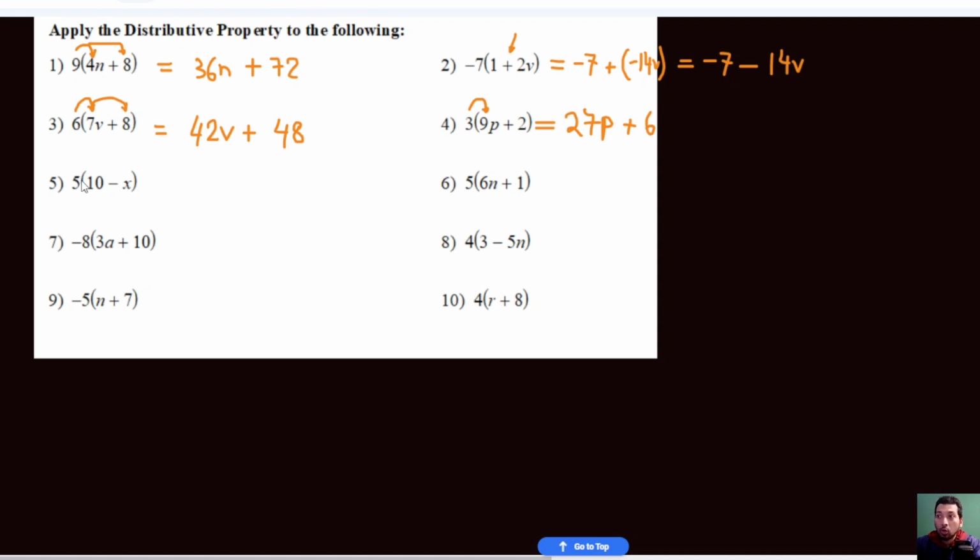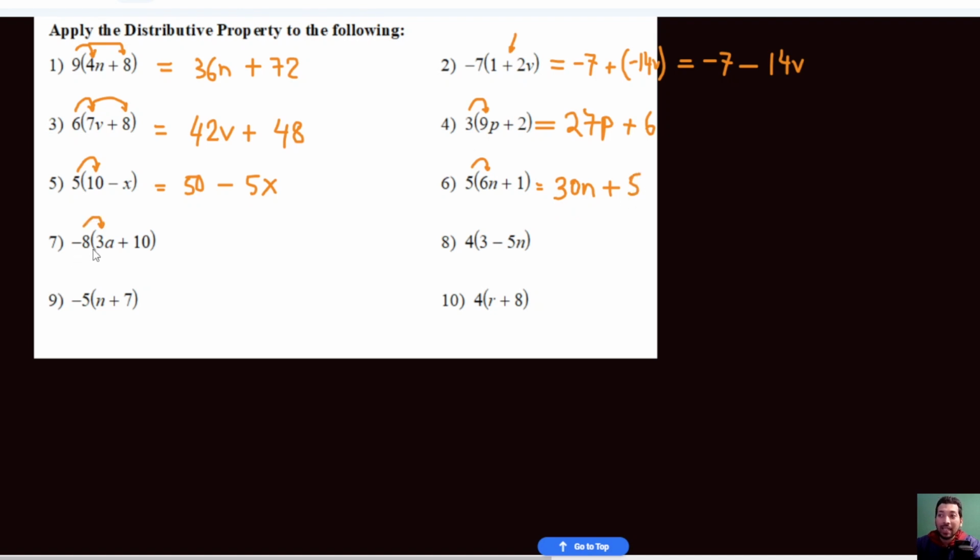Number 5, we have 5, open parenthesis, 10 minus x. So when you do the distributive property, 5 times 10 is 50. Then we have this minus sign right here. Then 5 times x, that is 5x. That's it. Number 6, we have 5 times 6n, that is 30n, plus 5 times 1, which is 5.